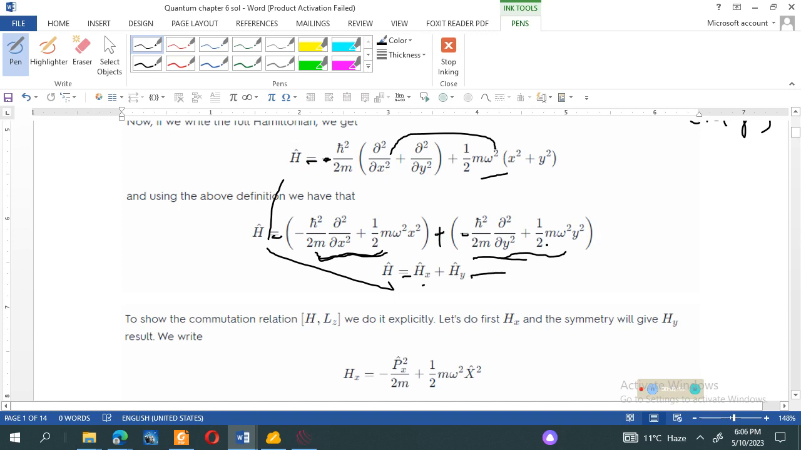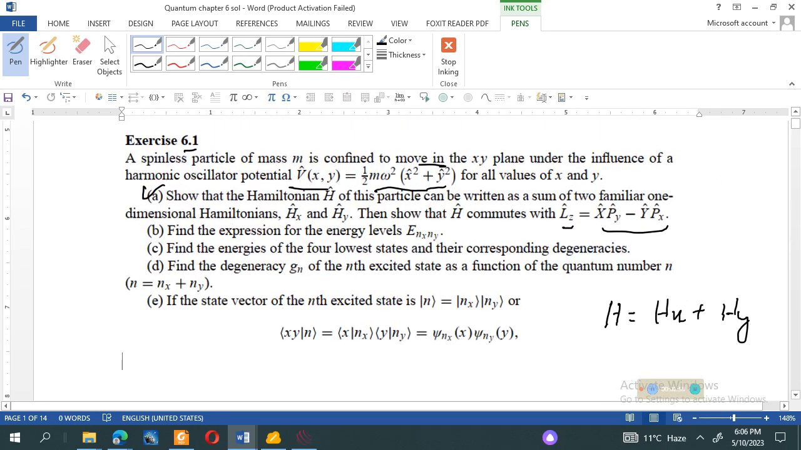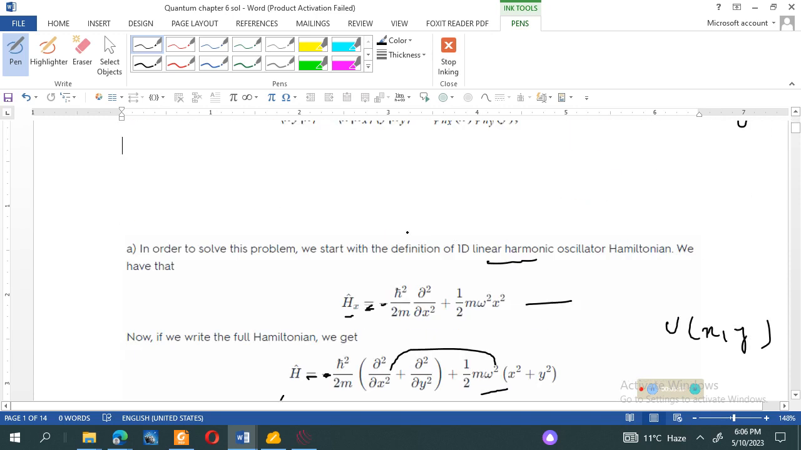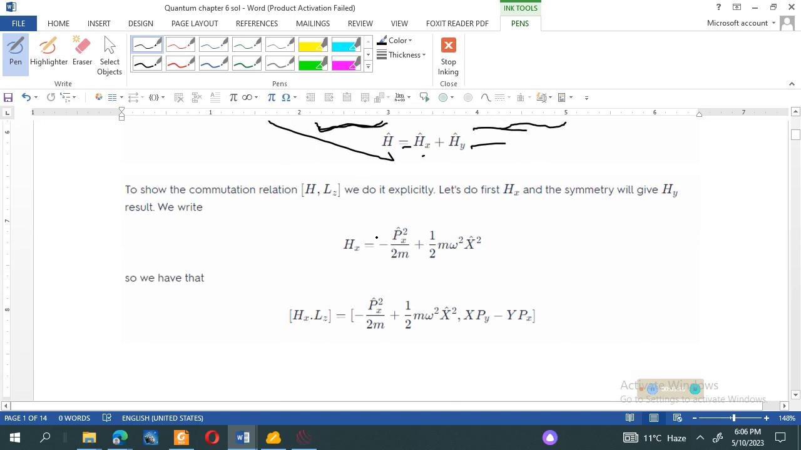In the second part of this statement, we are being asked to show that H commutes with Lz, so we have to find the commutator of H and Lz, where Lz is equal to this. To show the commutation relation, we do it explicitly. Let's do it first for Hx, and by symmetry this will give Hy. We know that Hx is equal to px squared over 2m plus m omega squared x squared over 2.